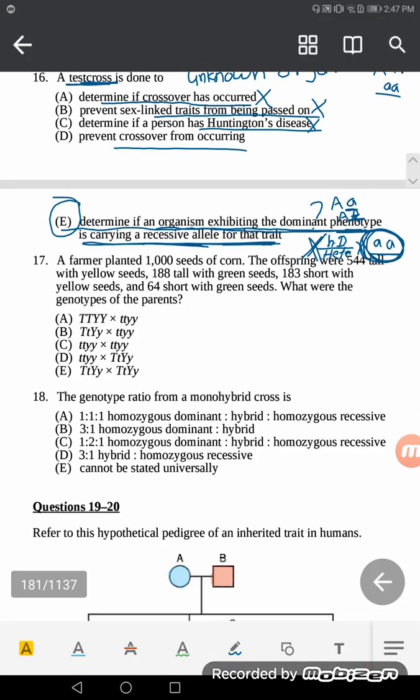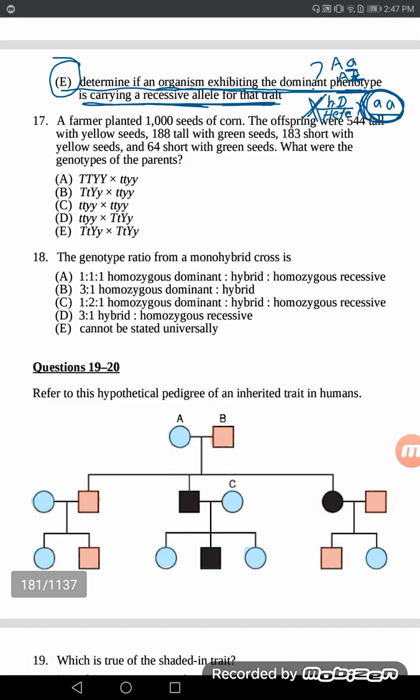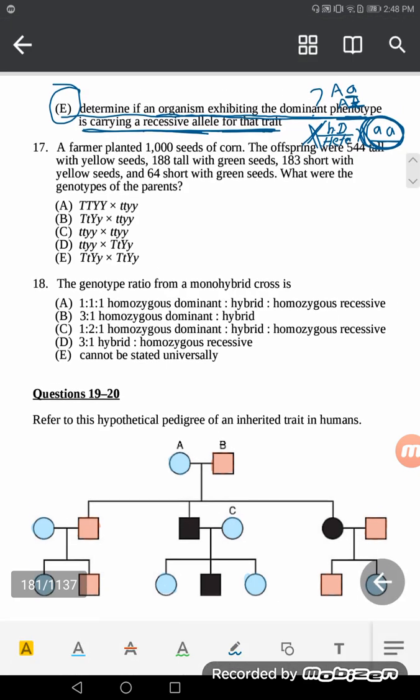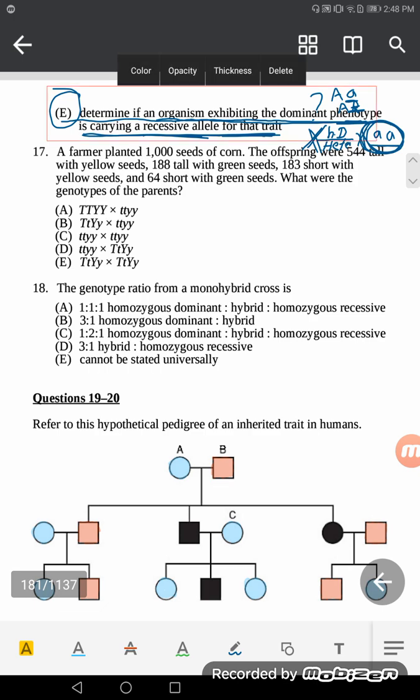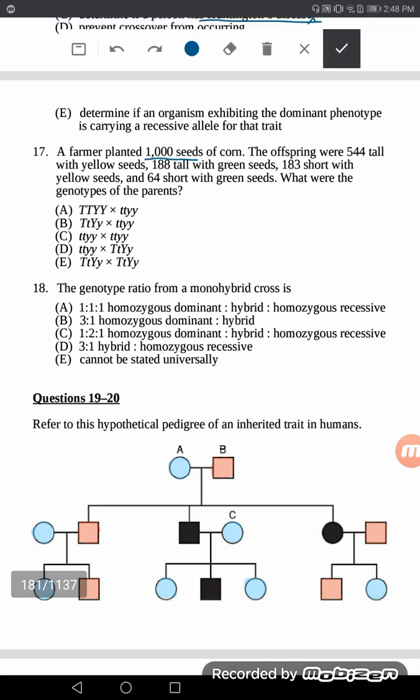So the next question says a farmer planted 1,000 seeds of corn. Let me make it clear. A farmer planted 1,000 seeds of corn. The offspring were 544 tall and yellow, 188 tall with green seeds, 183 short with yellow seeds, and 64 short with green seeds.